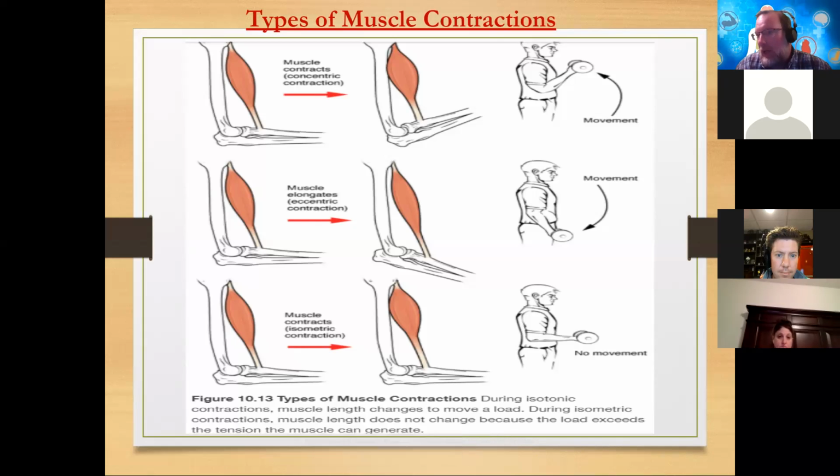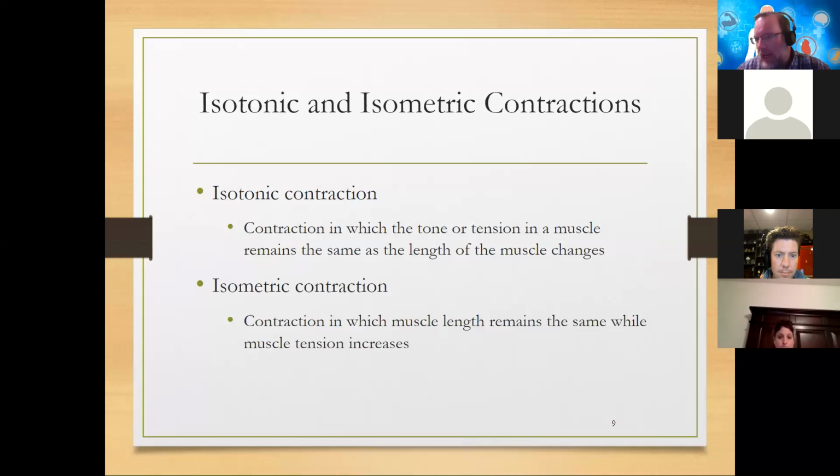We talked about high heels last time. Heels put you in an isometric situation with the calf muscle, so it's in a state of contraction. The tension is there, but we're not getting any range of motion. There's no length change occurring. So the black and white of it: isotonic, the tone or tension remains the same, but the length of the muscle changes. We do get range of motion. Isometric, we don't get any length change, but we do see an increase in tension.